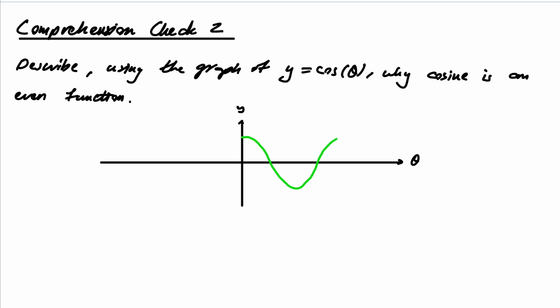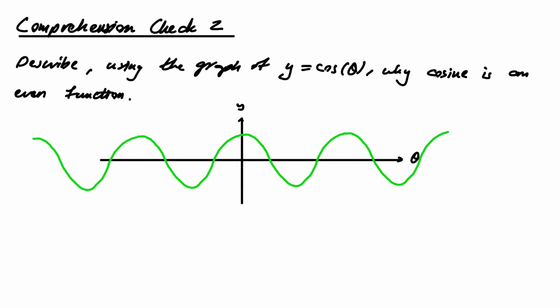It's pretty hard to do by hand. Cos of theta looks like that, okay, at least until you get to 2 pi. And then basically the whole thing repeats itself, doesn't it? So it looks kind of like this. Over here looks like this. Dot, dot, dot.